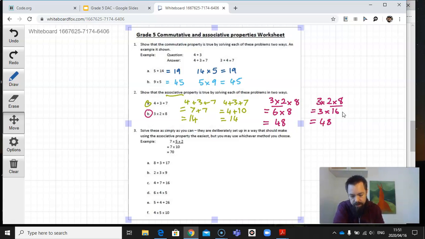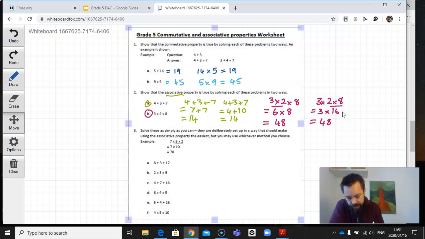Looking down at our next set of questions, it said solve these as simply as you can. I deliberately made them in ways that one way would be easier than the other, but you can choose any way you'd like to do it as long as you get the correct answer. So you just have to pick one way.